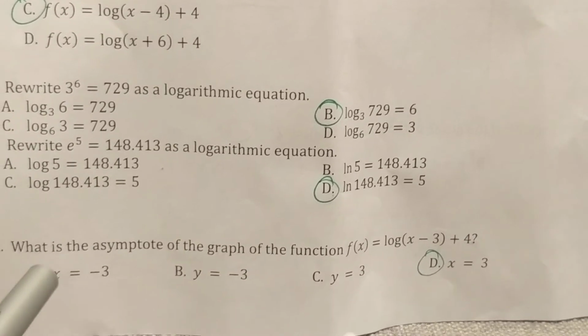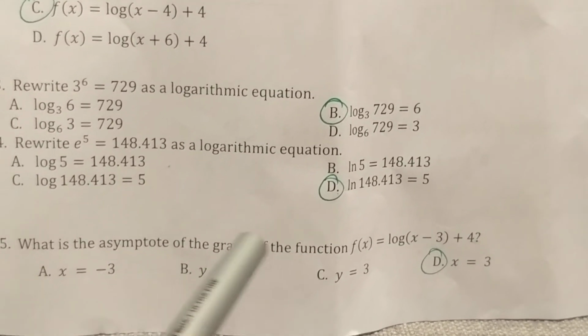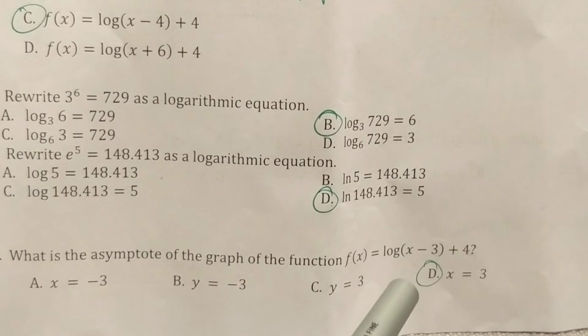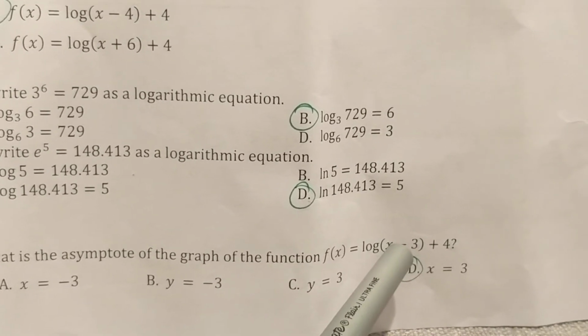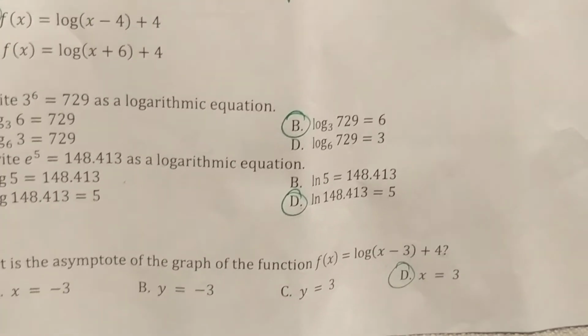And then 15, it was just thrown out of order. It says, what is the asymptote of the graph? The asymptote will be the opposite of what's in the parentheses, x equals 3.